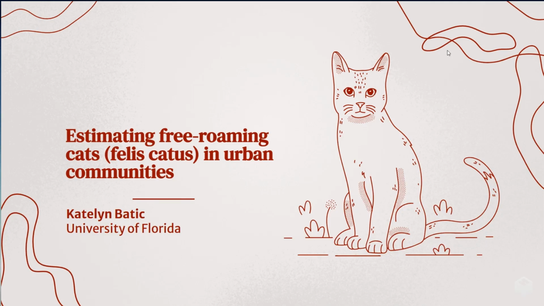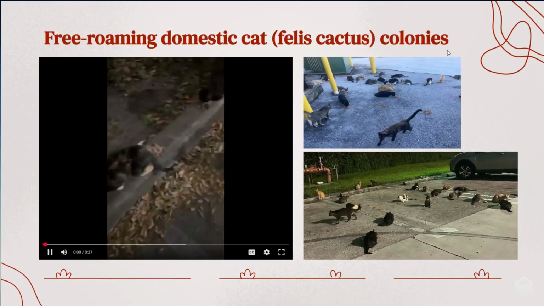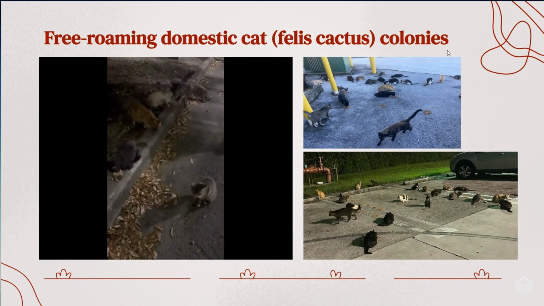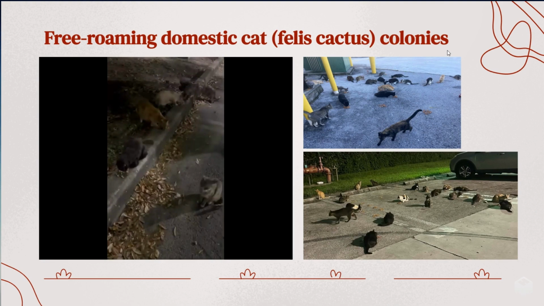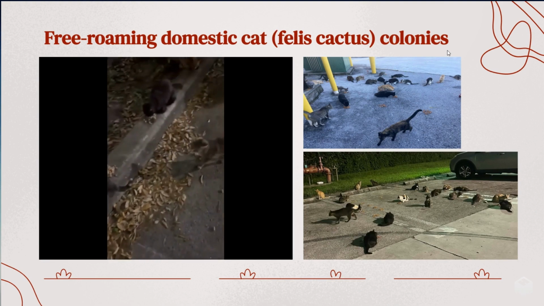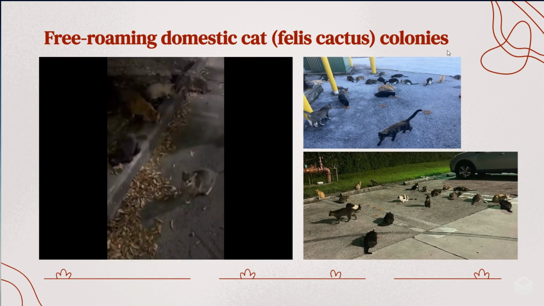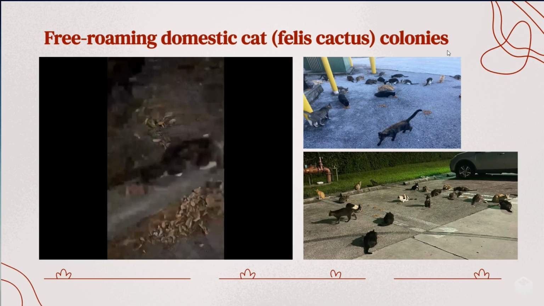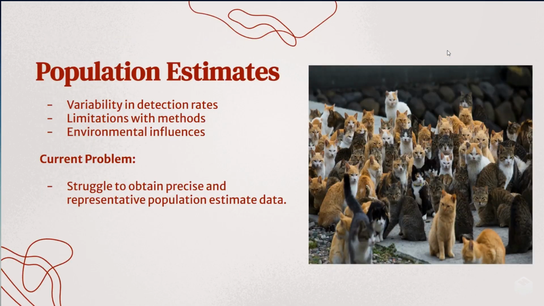Hello everyone, my name is Caitlin Baddick, and today I'll be discussing estimating free-roaming cats in urban communities. These cats often live in what we refer to as colonies, which are established groups of cats that share a common territory. Here in Gainesville, I took this video where I observed a cat colony near Lake Alice. While there isn't a strict number defining a colony, it typically involves at least 3 or more cats.